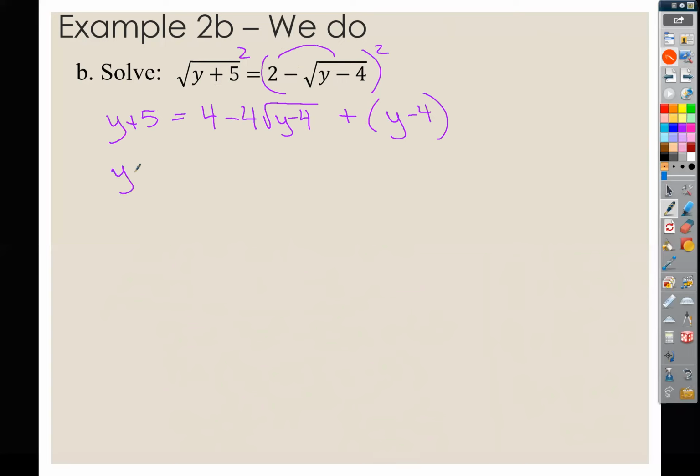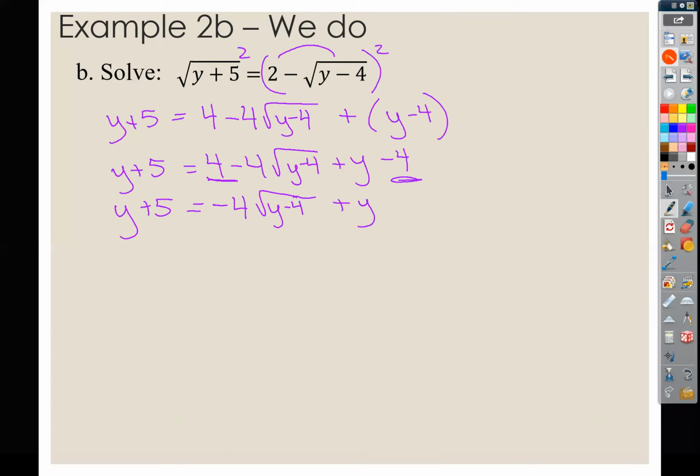Okay, so you get y plus 5 equals 4 minus 4 square root of y minus 4 plus y minus 4. Now I'm going to combine like terms. So this 4 minus this 4 cancels out. And we just get negative 4 square root of y minus 4 plus y. Now, I need to isolate that radical, remember, because we have another radical we have to isolate. So I'm going to subtract y from both sides. When I do that, those cancel.